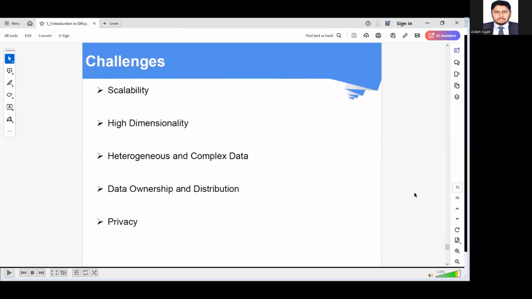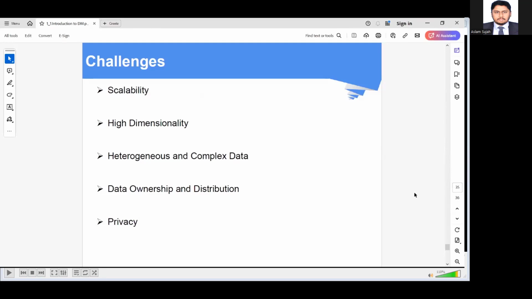Similarly, if you are doing data mining, you have some challenges, right? Scalability is a big challenge. High dimensionality, heterogeneous and complex data, data ownership and distribution, privacy. These are the 5 challenges we deal with in data mining, right?